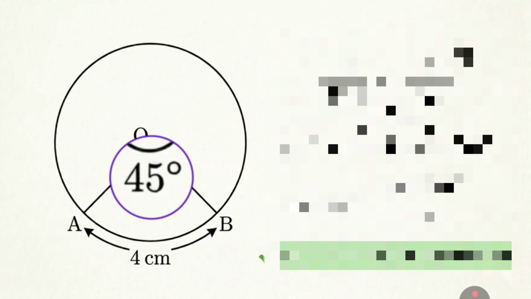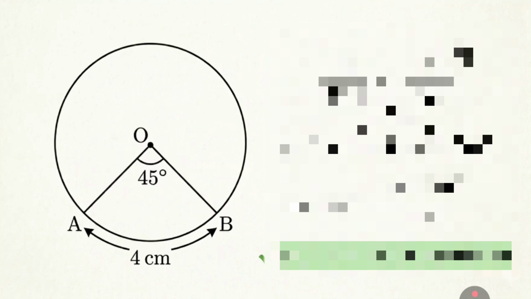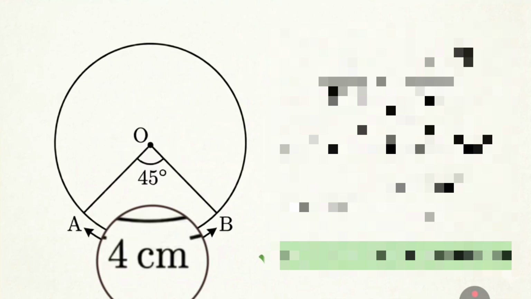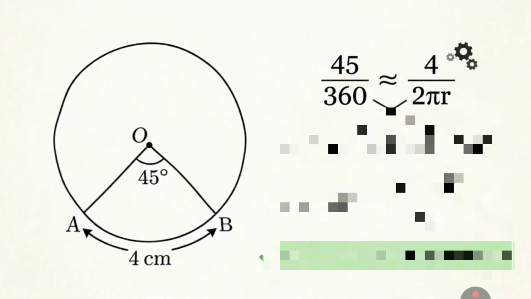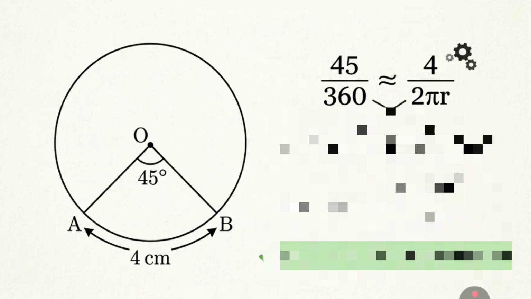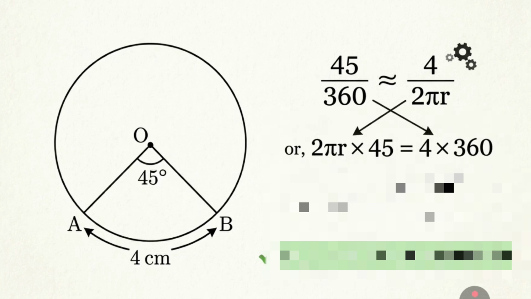Since 45 degrees is a fraction of 360 degrees in a full circle, that 4 cm arc is the same fraction of the total circumference. Let's run the numbers. 45 by 360 equals 4 by the total perimeter, that is 2 pi r. Now cross multiplying them, we have 45 into 2 pi r equals 360 into 4.